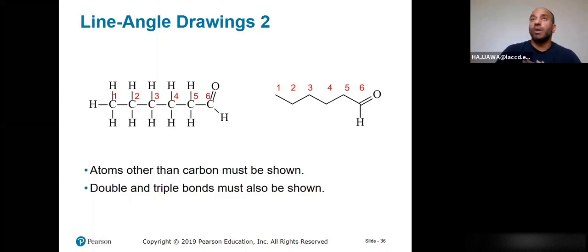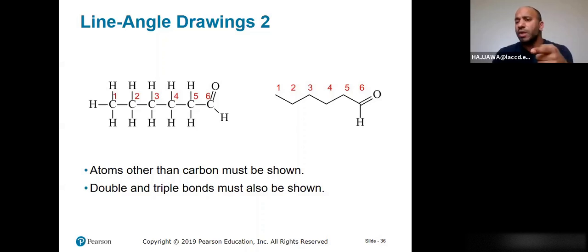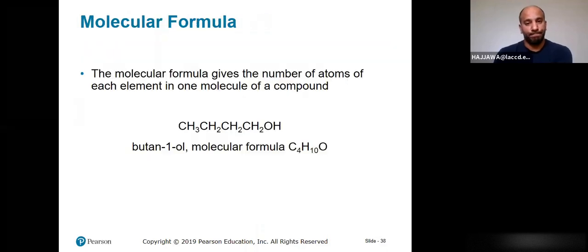Other functional groups, other halogens, other substituents will all have to be shown on the chemical structure. We will revisit this when we start chapter 3, in which we're going to learn about alkanes. So we're going to actually start drawing chemical structures and naming them, and we will have to practice using this chemical formula when we get to that chapter.